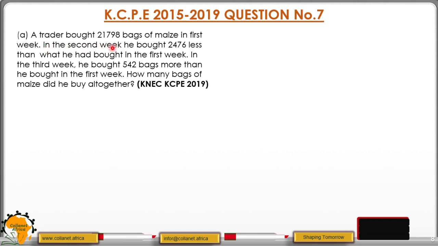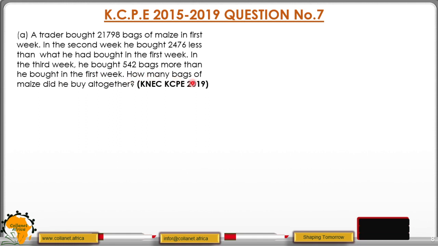In the second week, he bought 2,476 less than what he had bought in the first week. So less means subtraction. Then do it that way. In the third week, he bought 542 bags more than he bought in the first week. So be careful and be keen. This one is more in regard to the first week.